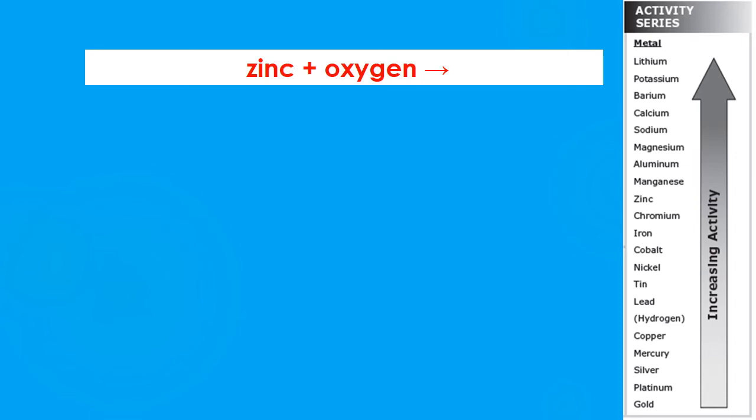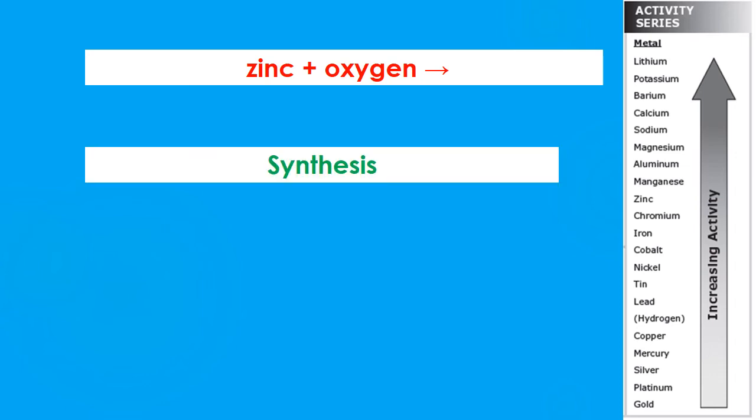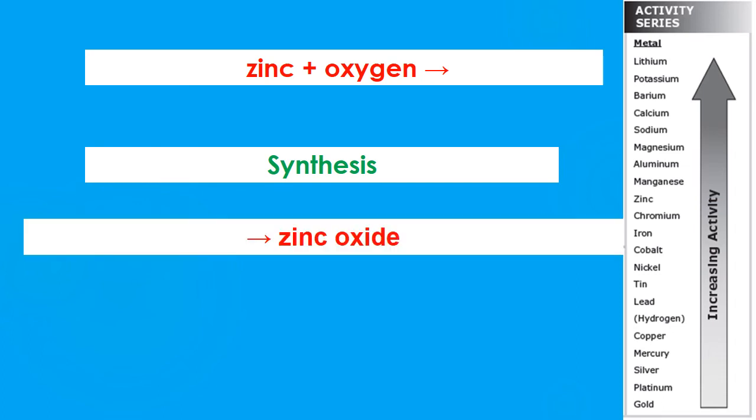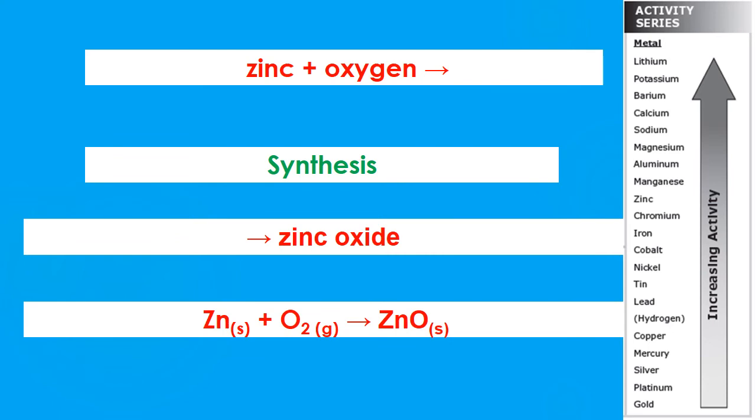Zinc plus oxygen. So we classify this one as we have 2 substances being reacted with each other. So we classify this as a synthesis reaction. We get zinc oxide. We write the formulas for these compounds, zinc plus oxygen to give us zinc oxide.